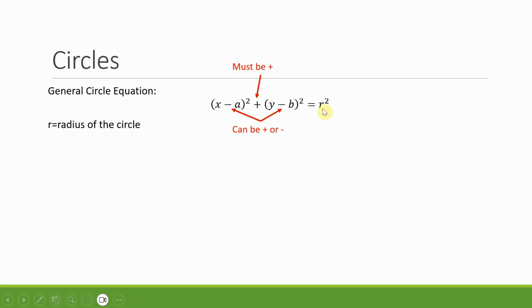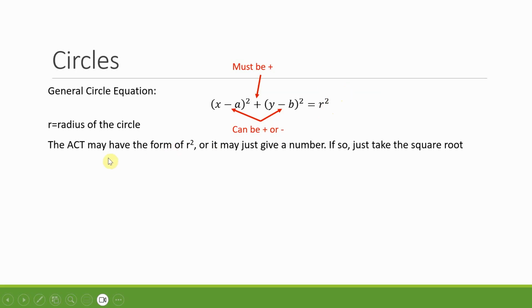So what are all these? R, this over here, is the radius of the circle. Now notice it's r squared. So if they put something like, say, 3 squared, the radius is 3. But keep in mind, they're not always going to put it in this format. They might just put 9. If it's not something squared, take the square root of it, and that will be the radius. So that's what this warning is here. So again, if it doesn't have something squared, take the square root, and that's the radius.